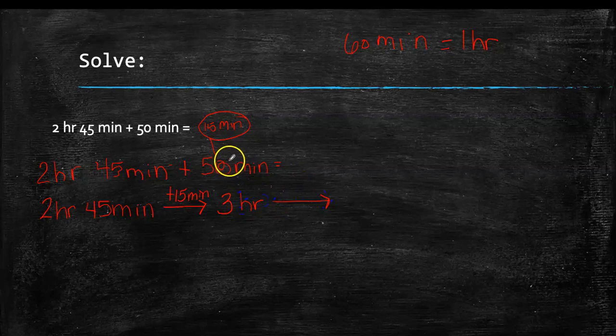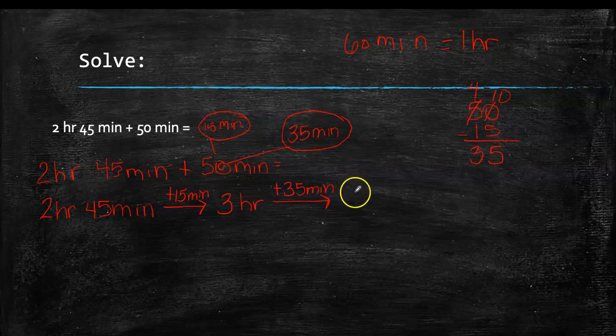How many more minutes do I have left out of that 50? Well, I want to make sure, so I'm going to do my subtraction over here on the side. I have 0 ones. Can I subtract 5? Nope, I need to regroup. So I have 10 minus 5 is 5. 4 minus 1 is 3. So I have 35 minutes left that I have not used on my other part. So now I'm going to add that into my arrow way. And now my answer is 3 hours, 35 minutes.